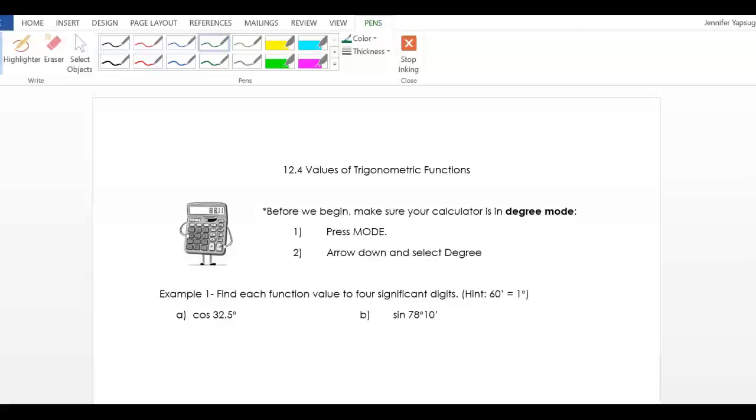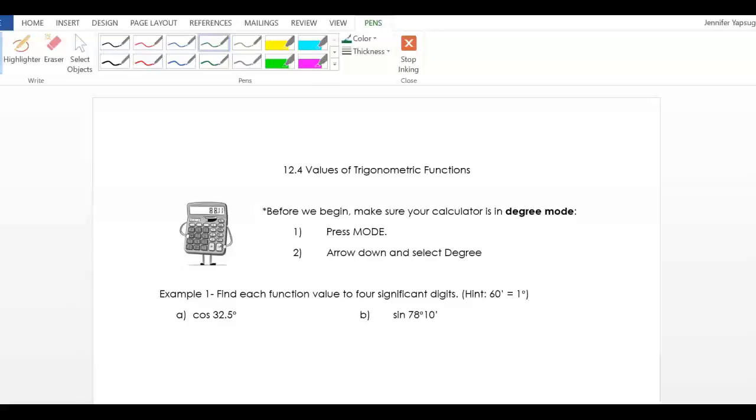Hi girls, so we are going to be looking at how to find the value of trig functions using a calculator. This should be a pretty quick and easy lesson to follow along. Just make sure that you do have your calculator with you. I did put a quick note at the top to make sure that your graphing calculator is in degree mode.